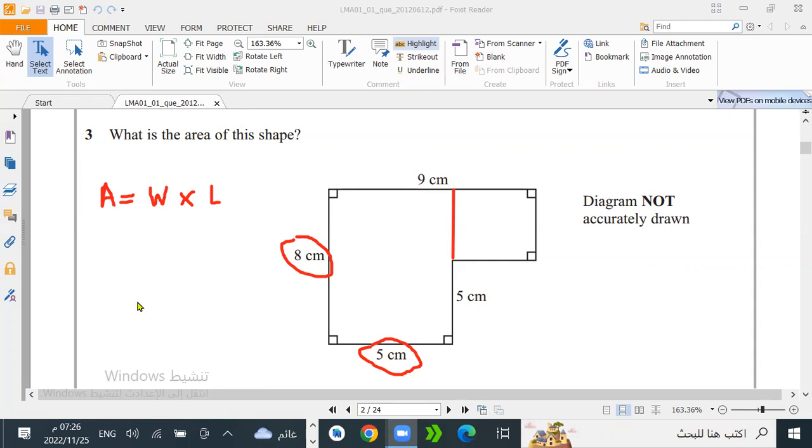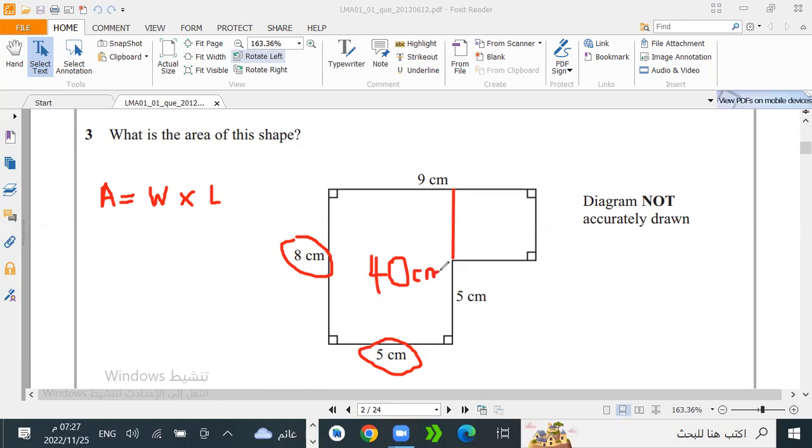Okay. As I said, we're going to multiply the length by the width. 8 times 5, when we multiply 8 by 5, it's 40. Good. So the area of this part here is 40 centimeters squared.